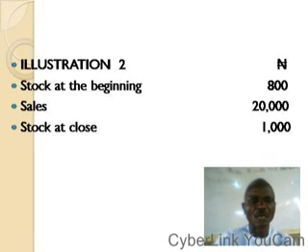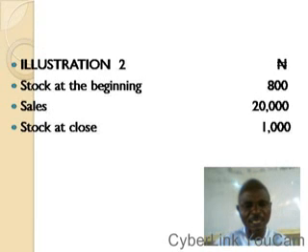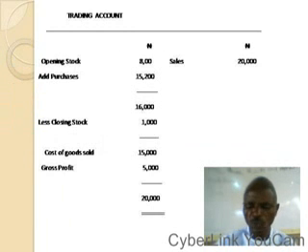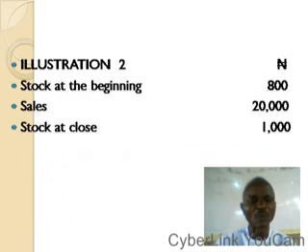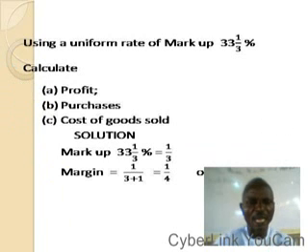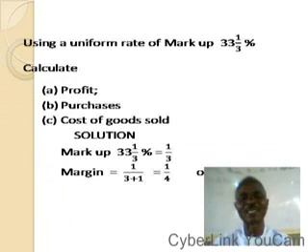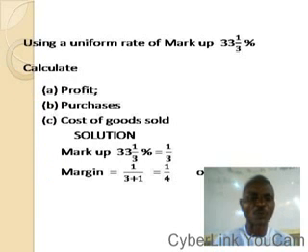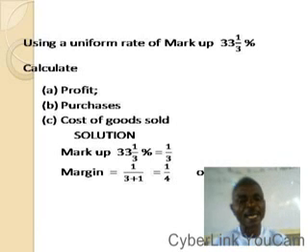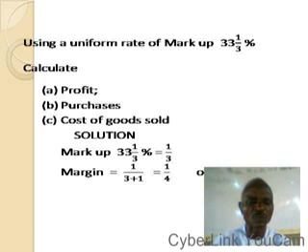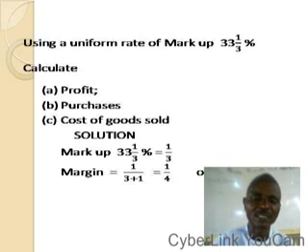We have illustration 2: stock at the beginning 800 naira, sales 20,000 naira, and stock at close 1,000 naira. Using a uniform rate of markup, that's 33 1/3%, calculate profit, purchases, and the cost of goods sold. To start the calculation, the markup is given as 33 1/3%, which is 1 divided by 3.